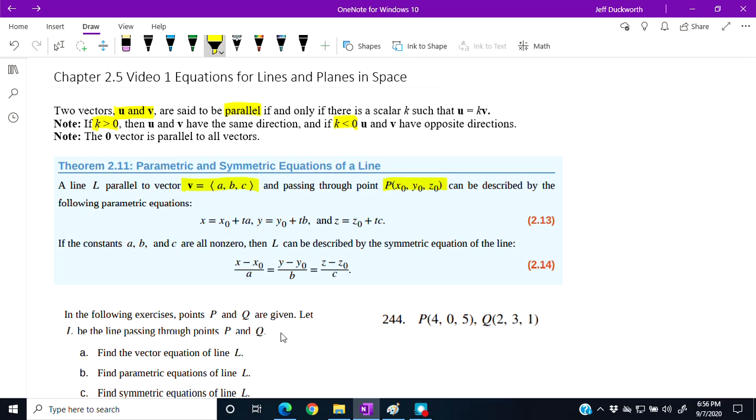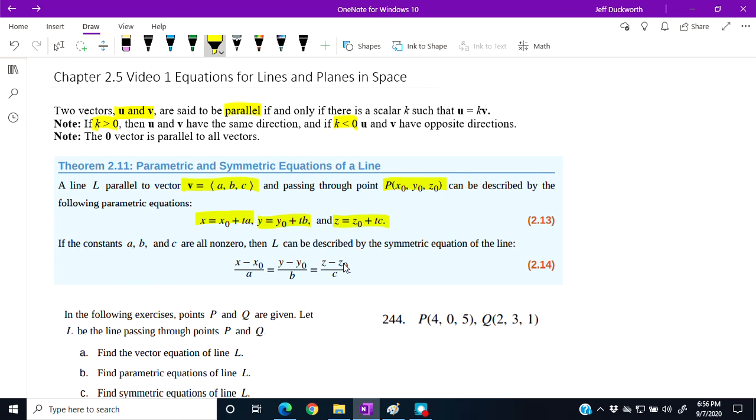So parametrically, the x value is going to be a combination of the x value on the point plus some scalar t multiplied by the a coordinate. Y will be a similar combination, only using the y coordinate from the vector as well as the point, and the z will do the same thing. Again, the scalar, they're using a t here instead of a k, is going to be the same for each of the parametric equations.